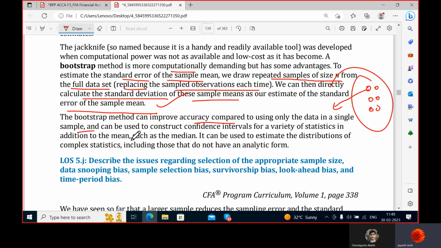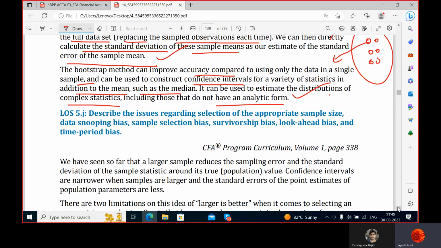Okay. So this can be used to construct confidence intervals for a variety of statistics in addition to the mean, such as the median. It can be used to estimate the distributions of complex statistics, including those that do not have any analytical form. Now, last and final question of this.